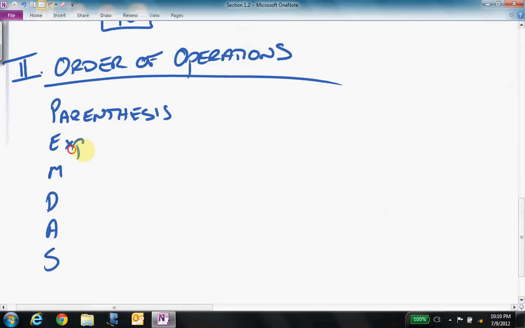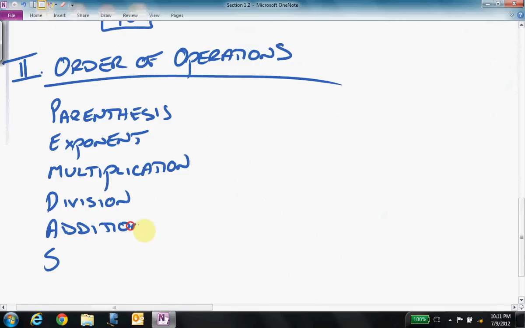E is your exponents. M is your multiplication. D is division. A is addition. S is subtraction. This is the basic order you want to evaluate an expression. But the big thing is some people will go up 1, 2, 3, 4, 5, 6, and that's not necessarily the case.